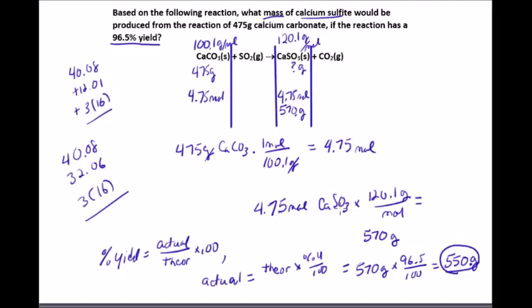So the main thing is, anytime you're given a percent yield, that means you can't stop with your stoichiometric calculation, because that gives you theoretical yield. That doesn't give you actual yield. You have to continue on to the next step and use your percent yield to find your final answer. All right, I hope that was helpful.